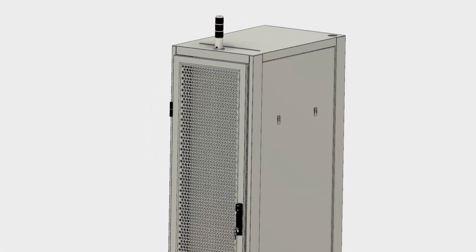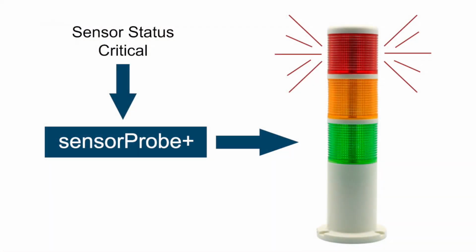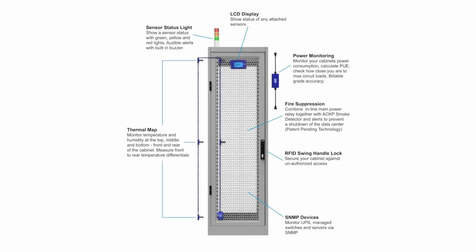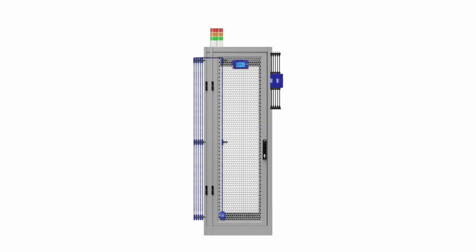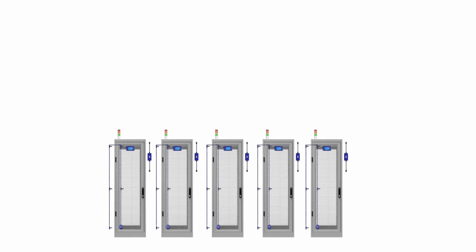Sensor status light. Mounted on top of your cabinet or at the end of an aisle, it can be programmed to show the status of an individual sensor or the cabinet. A built-in buzzer gives optional audible alerts. The AKCP smartRack system is suitable for a data center of any size. Monitor a single cabinet, a contained aisle, or your complete data center.